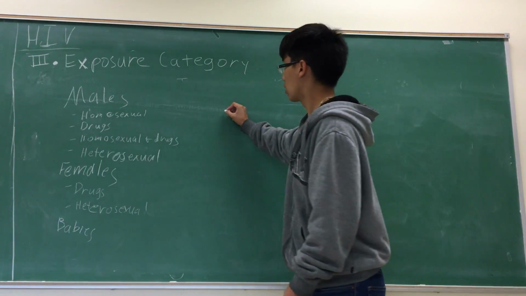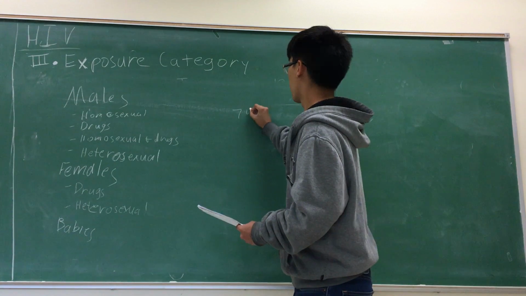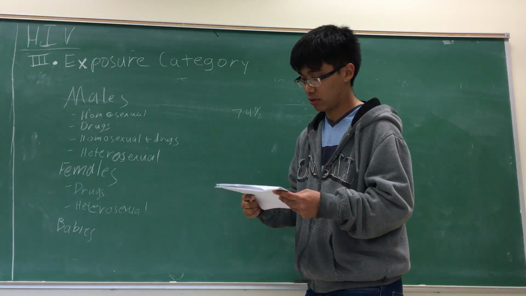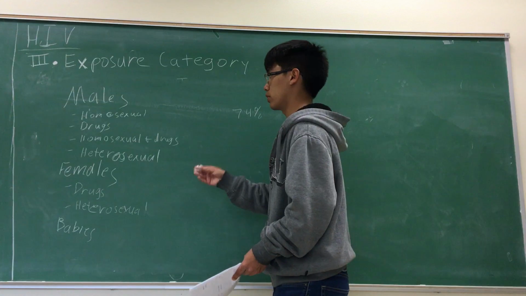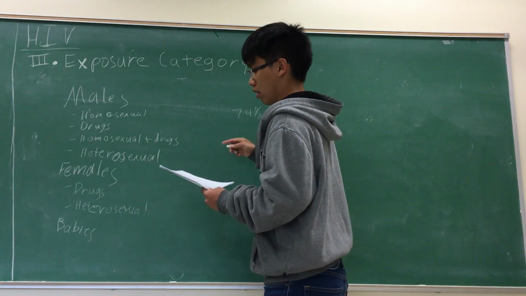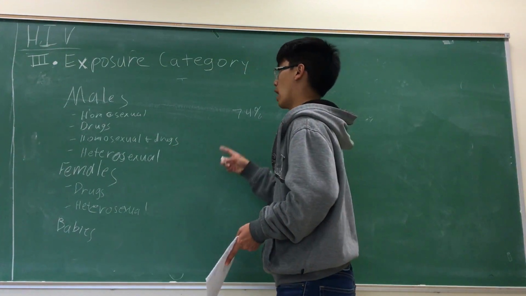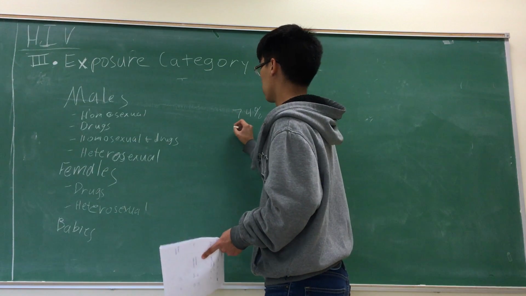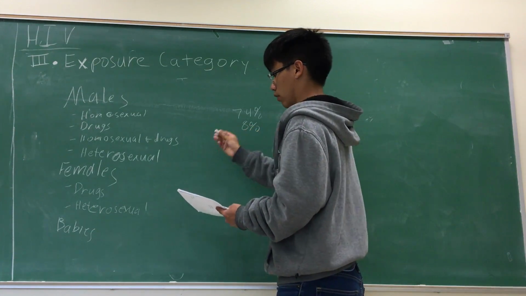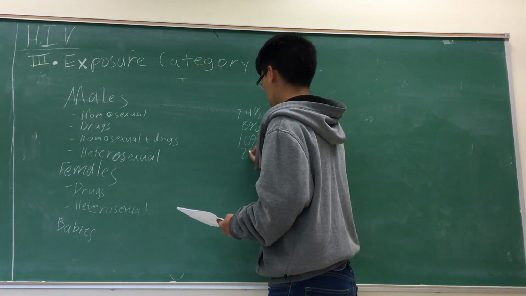So now looking at this, if you look at a group of homosexuals, and then we split that up into homosexual men, in a group of men, 74% of the men who have HIV are homosexuals, 8% are drug users, and then if they're homosexuals who use drugs at the same time, 10%, heterosexual, 2%.